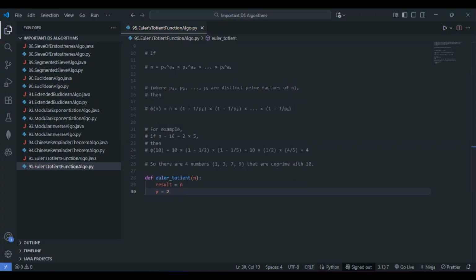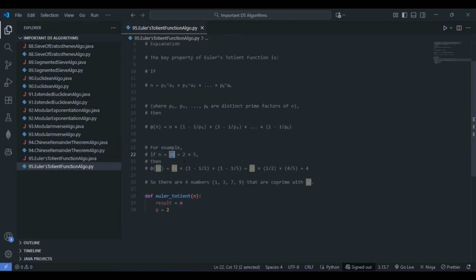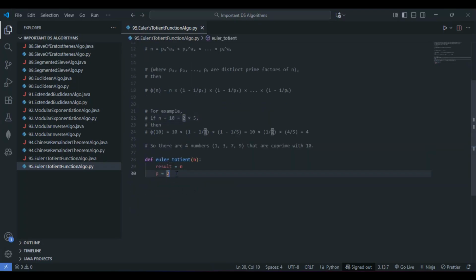Let me initialize p to 2. Why are we initializing p to 2? 2 is the smallest prime, right? So that is the reason here. For n equals 10, we considered 2 times 5, right? 2 is the smallest prime actually. So this is fine.